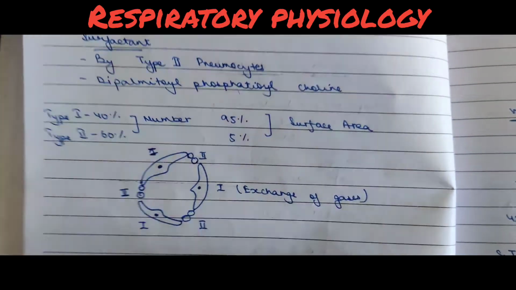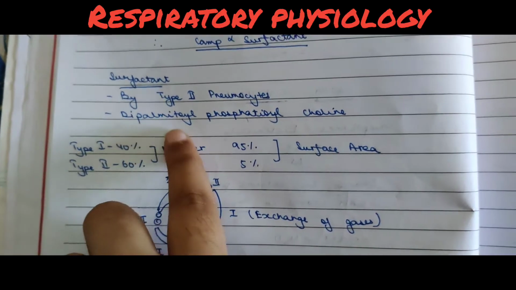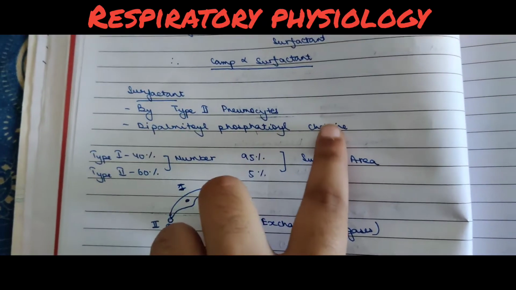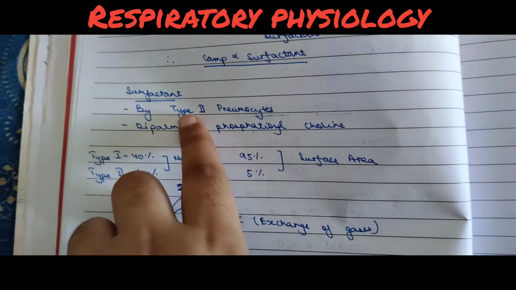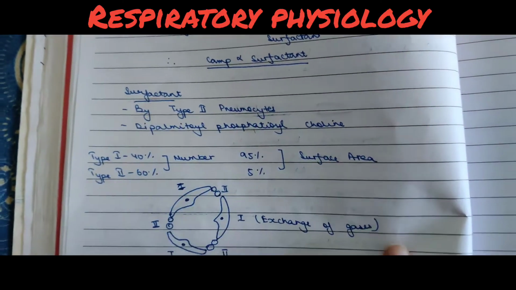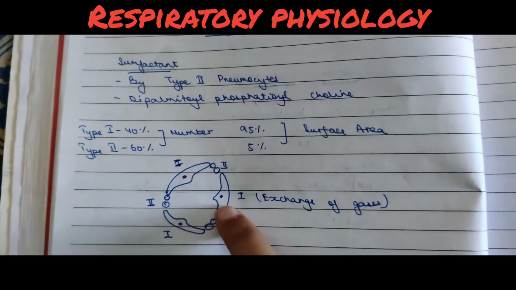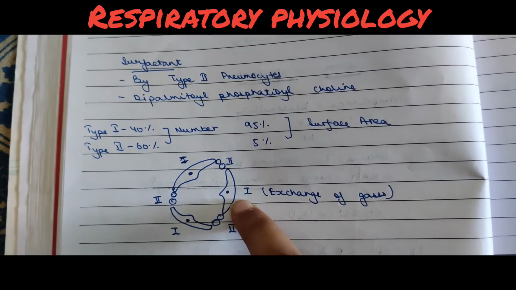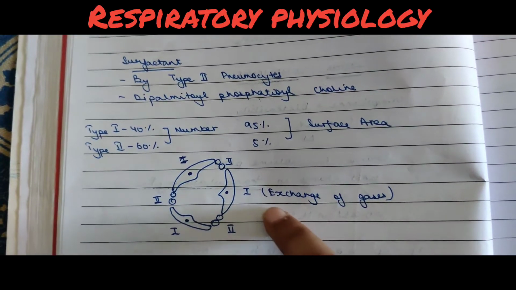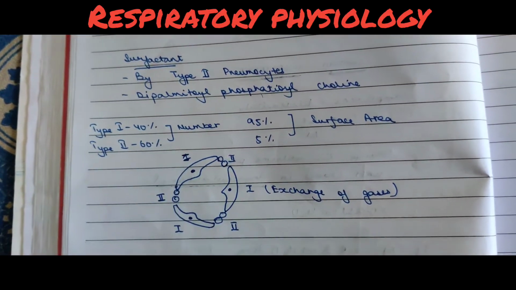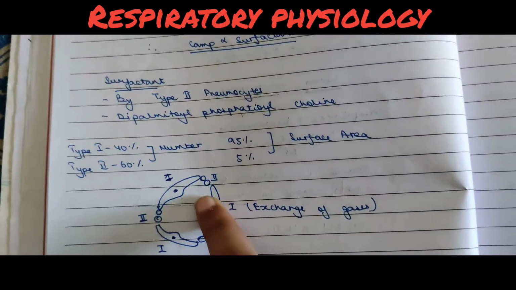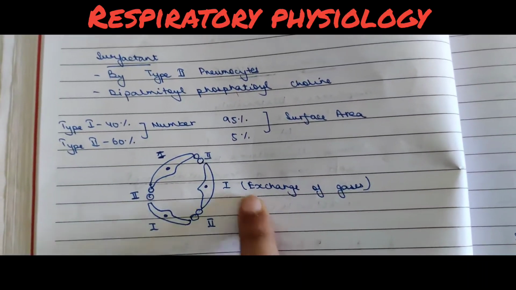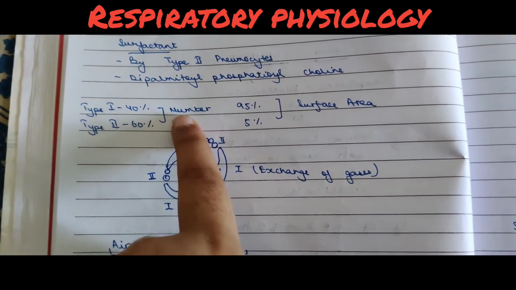Now, what is surfactant? Surfactant is dipalmitoyl phosphatidyl choline, and this is also known as lecithin. It is secreted by type 2 pneumocytes. So now in the lungs, we have two types of pneumocyte, type 1 and type 2. Type 1 occupy 95% of surface area and are 40% in number, and all others are type 2. The function of type 1 is to exchange gas, and the function of type 2 is to release surfactant.